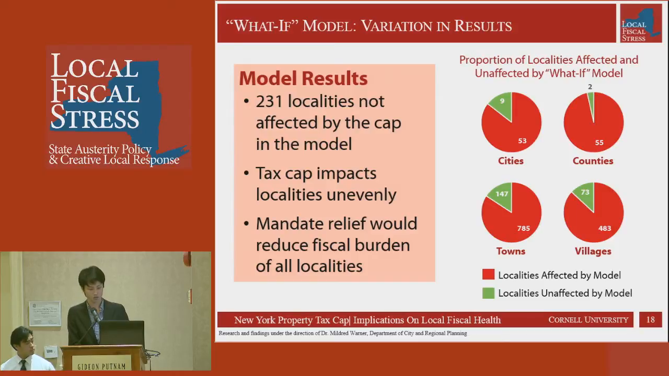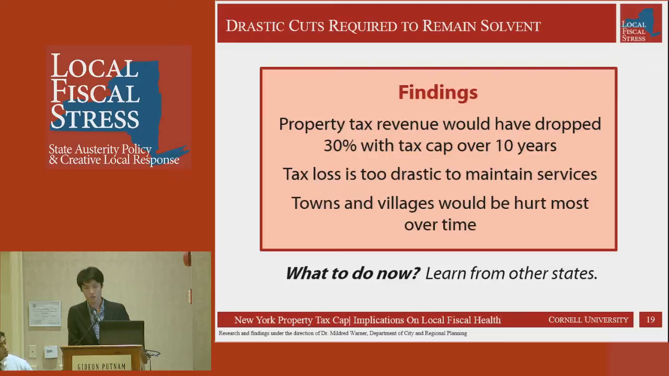So to sum up, our findings include that property tax revenue would have dropped 30% over 10 years under the cap. And the tax loss is too drastic to maintain basic services for local governments. And towns and villages are the places that will be hurt most by the tax cap. And what we can learn from other states' experience, I will turn over to Rob.